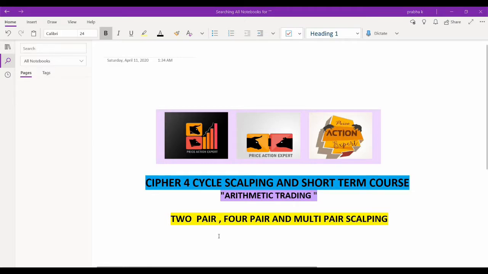In this part of the course, we are going to discuss 2 pair, 4 pair and multiple pair scalping.